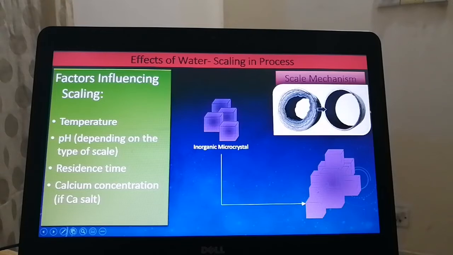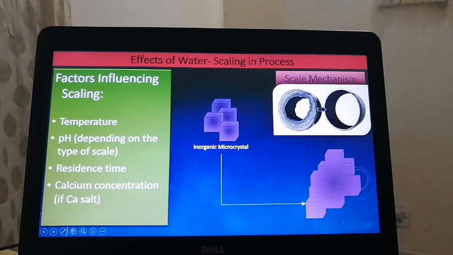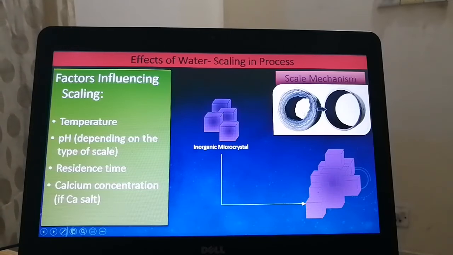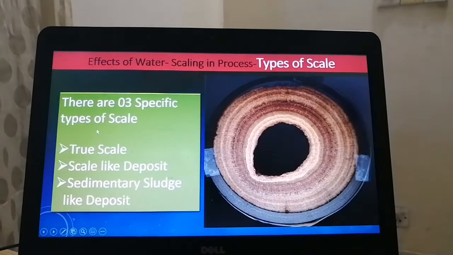So this is how, if you see the top picture, a pipe at the very beginning is very clean, the inner diameter is perfectly all right, but with the passage of time, it becomes something like this. The scaling happened, then scaling increased. If we do not consider these factors, and do not take the required corrective action, then the scale increases, and the inner diameter of the pipe reduces. So this is how scale grows, and these are the parameters that affect scaling.